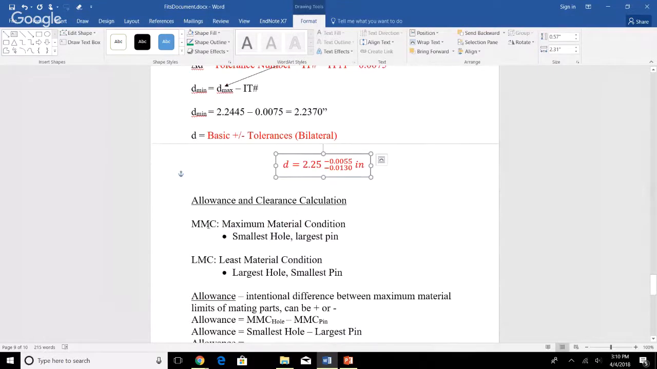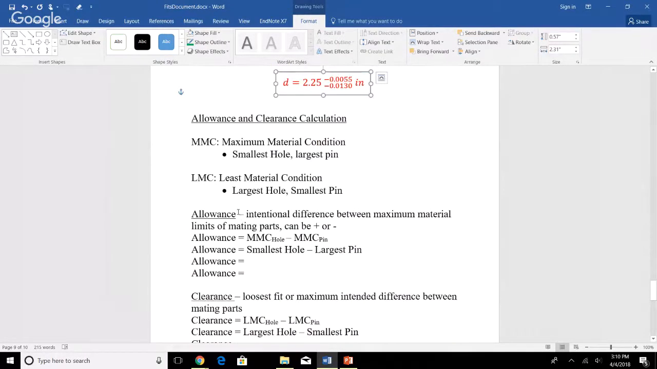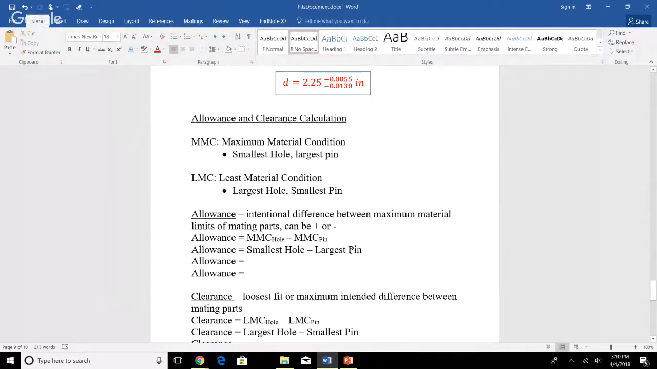Just as a quick review, I'll be using MMC, that is the maximum material condition, and that is either the smallest hole or the largest pin, depending on which parts you are looking at, or the least material condition, that is the largest hole or the smallest pin. So we will start off by calculating the allowance. That is the intentional difference between the maximum material limits of mating parts, and that can be positive or negative. So the allowance is equal to the maximum material condition of the hole minus the maximum material condition of the pin, or the smallest hole minus the largest pin.